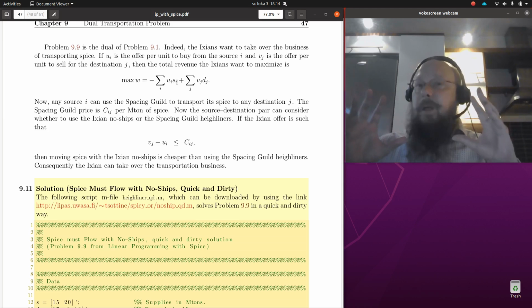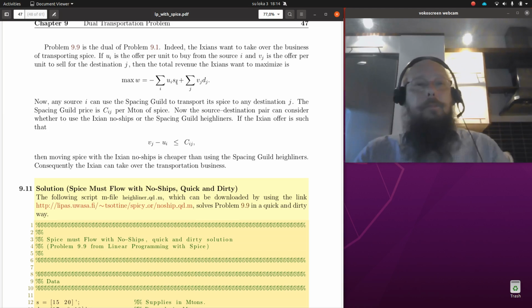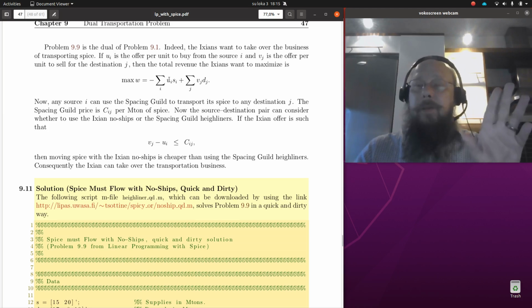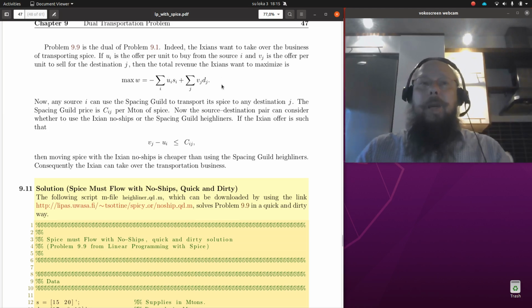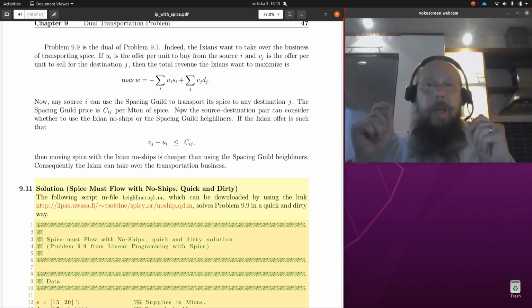So this is similar to the duality we had with the product mix problem and the nutrient problem. You buy everything. And so this is what they will pay on the source side, and this is what they get back on the destination side. Okay, so that's the minus sign here. So what about these constraints?